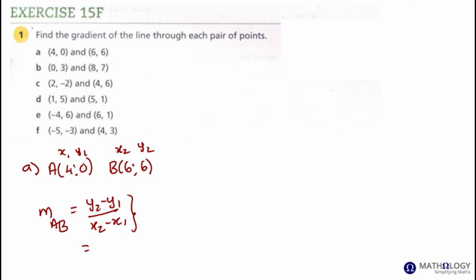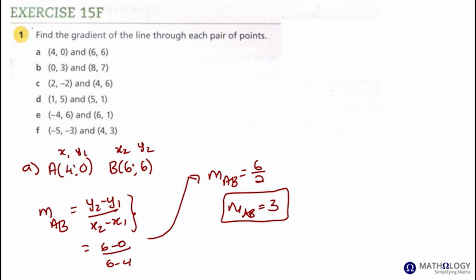So y2 will be 6, y1 is 0. So we'll have 6 minus 0 over x2 minus x1, 6 minus 4. The gradient of AB equals 6 over 2. The gradient of AB equals 3. And that's all we're going to be doing for the rest of this exercise.